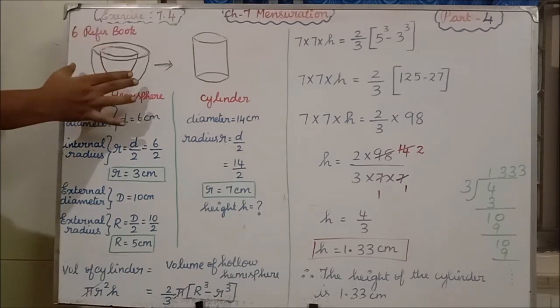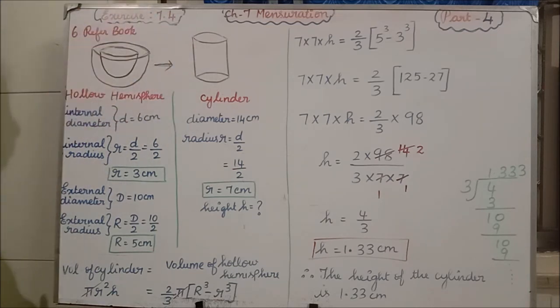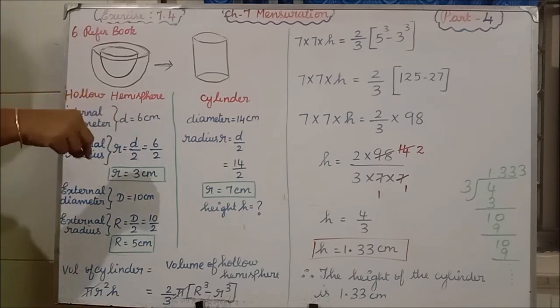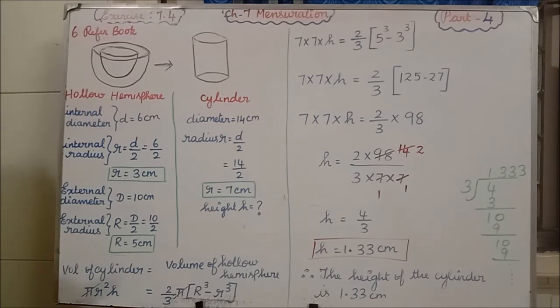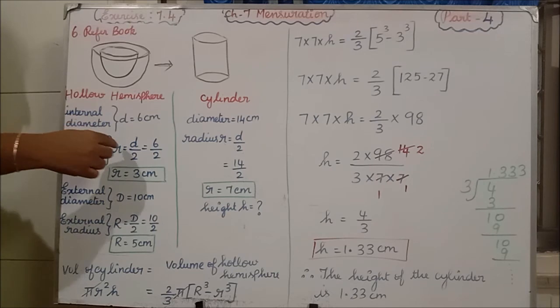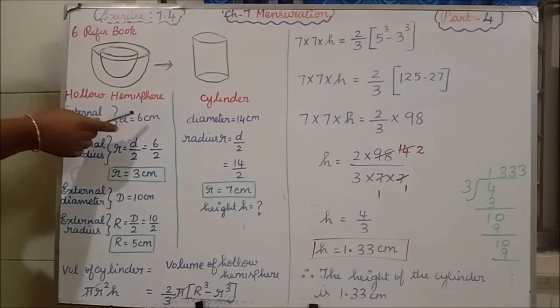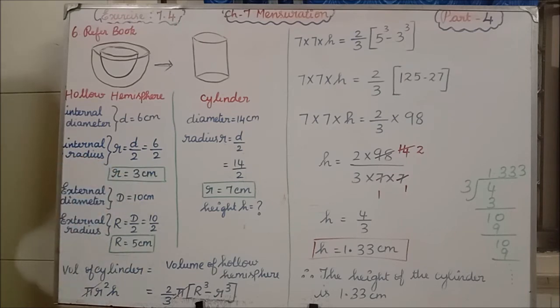See, now I have drawn here the hollow hemisphere and on that side I have drawn the cylinder. What are the given values? Internal diameter, small d, is equal to, they have given in the question, 6 centimeter. Clear? So from that I am converting into internal radius. Dividing the diameter by 2 gives the radius. So r equal to d by 2 is equal to 6 by 2, which is 3 centimeter. So now the internal radius r equals 3 centimeter.